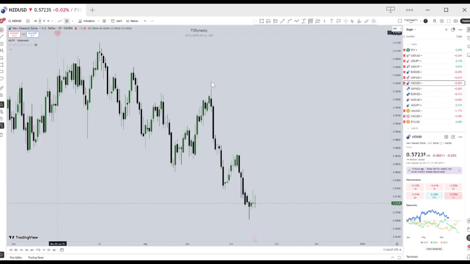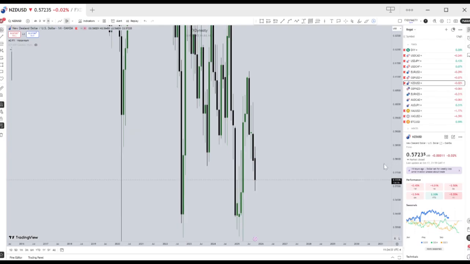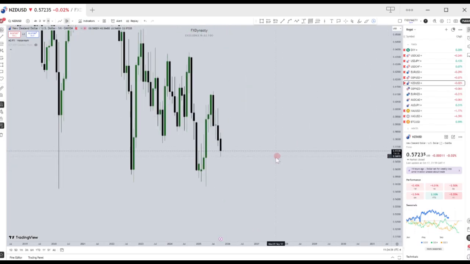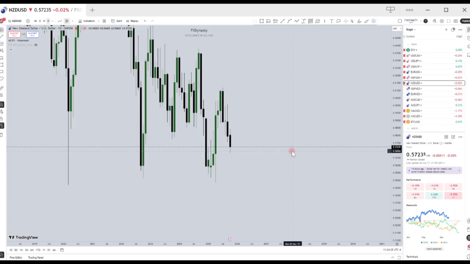So NZD/USD, let's check. Now this one we need to go to the higher time frame. So we can see NZD/USD is even clear. This one is clear. Dollar is moving up, NZD/USD moving down. NZD is stupidly bearish and weak. Let me just use weak.